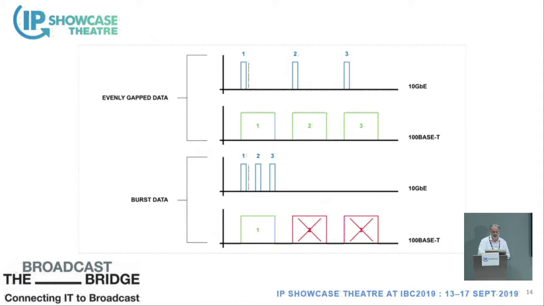So we've got packets 1, 2, and 3, which are still probably at 90 megabits a second, but because they're happening in a very short temporal time, we have the effect of burstiness. And the diagram below shows what happens if you try to connect that to a 100 base T link without any buffering. You actually lose the second and third packets. And I think that's really quite important.